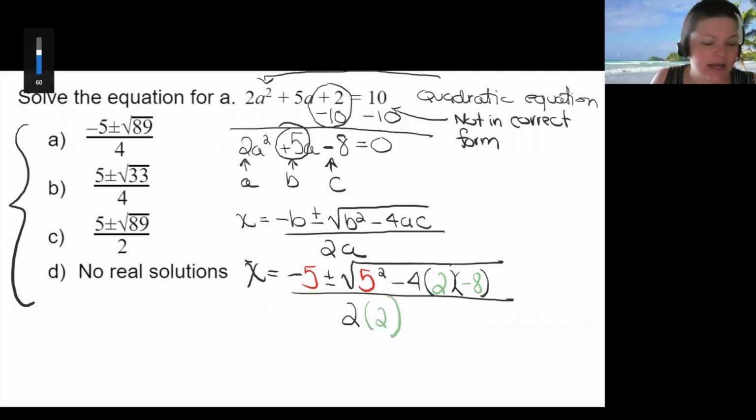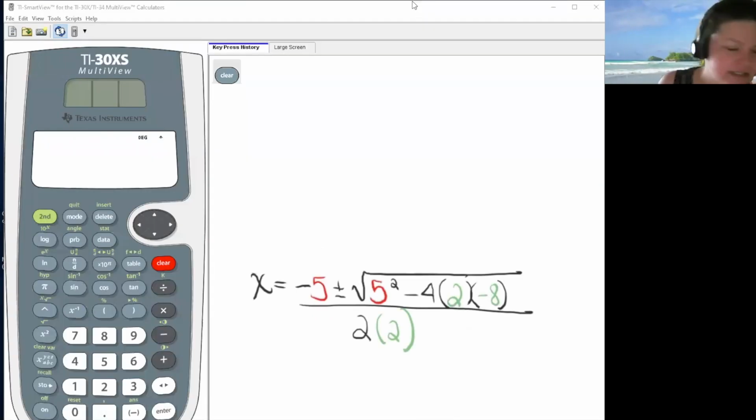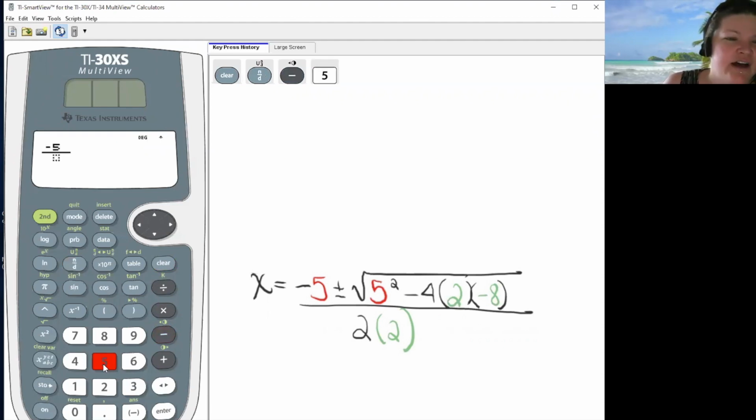Now, like I said, you can plug this entire thing into your calculator. So if I wanted to type this into the calculator, again, I'm already in math print mode, so I'm good to go on the modes, but I make sure I hit the N over D button first. And then I have -5, and we'll start with our plus key.